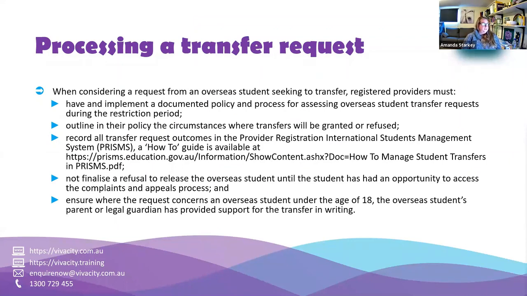Processing a transfer request. When considering a request from an overseas student seeking to transfer, registered providers must have and implement a documented policy and process for assessing overseas student transfer requests during the restriction period. So during that first 6 months in their principal course. Outline in their policy the circumstances where transfers will be granted or refused. Record all transfer request outcomes in PRISMS. There's also a how-to guide available so that you can lodge those correctly through PRISMS. I know ASQA can get a bit touchy if not all details have been logged into PRISMS correctly.